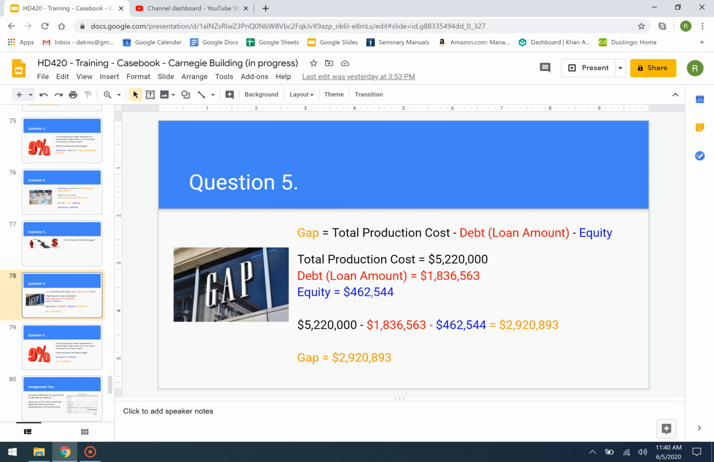Figure out the equity of $462,000. So we have our $5.22 million total production cost, our loan 1.8, and we have our equity 462. We subtract all that, and we're left with a little under $3 million for our gap. So $2.92 million is our gap, and that is the end.